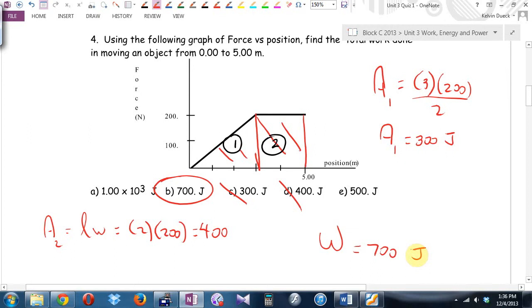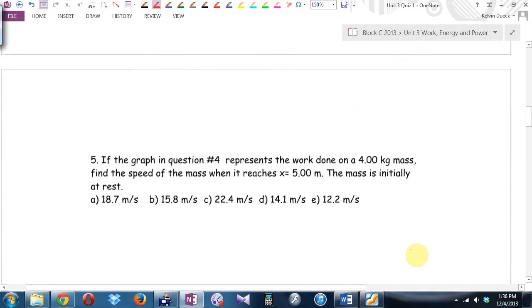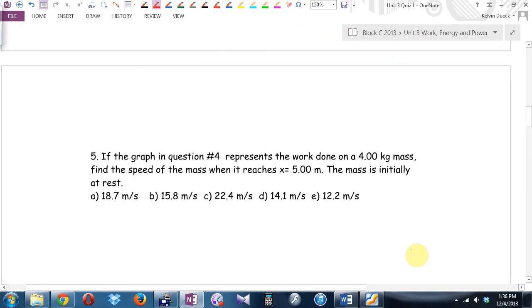Did I give you a second part in reference to? Okay, oh, I did. Ha! I was going to say this would have been a great chance to give you a follow-up question. I was worried that I had not. If the graph in question number 4 represents the work done on a 4-kilogram mass, find the speed of the mass when it reaches 5 meters. The mass is initially at rest. So now I can say this.